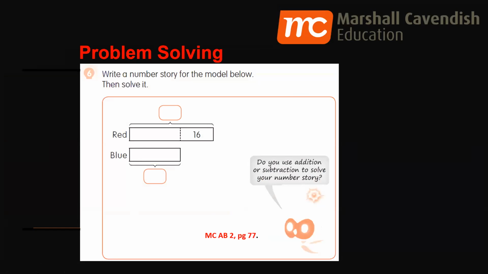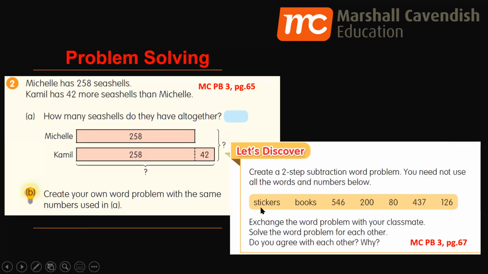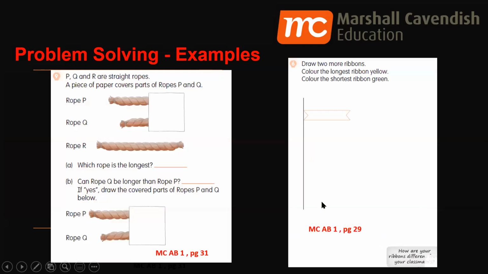And when they're familiar, that's when you start just giving them words and numbers. And by that time, they would have enough practice to be able to do this correctly. So these are other examples of problem solving that are a bit challenging.